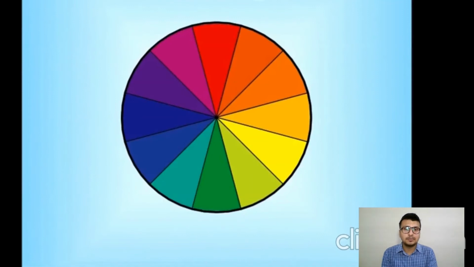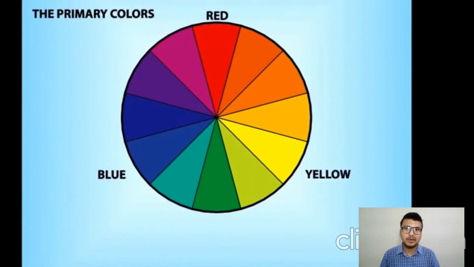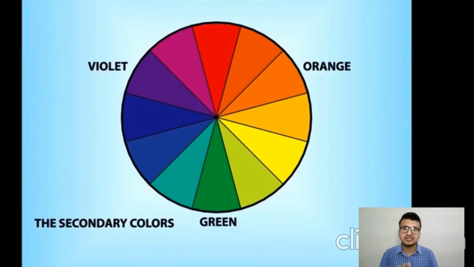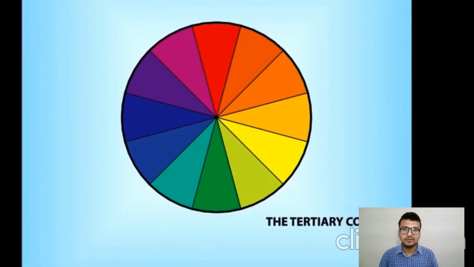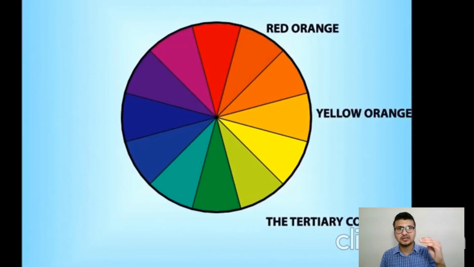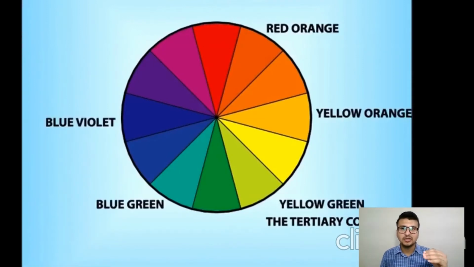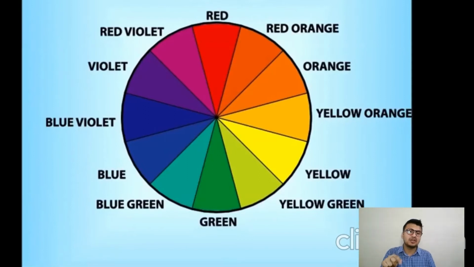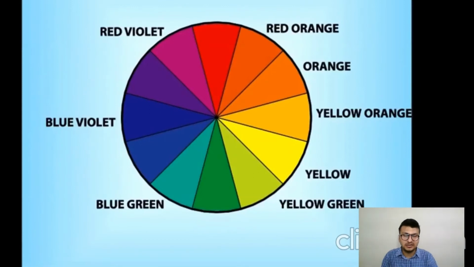This is the entire complete color circle that you can see. Primary colors are red, blue, and yellow. Now, when we talk about the secondary colors, they are violet, orange, and green. When we talk about the tertiary colors, they are red orange, yellow orange, yellow green, blue green, blue violet, and red violet. So these are the primary, secondary, and tertiary colors. In a nutshell, when we add two primary colors, we get the secondary color. When we add one primary and one secondary color, we get the tertiary color. So this is the entire color wheel.